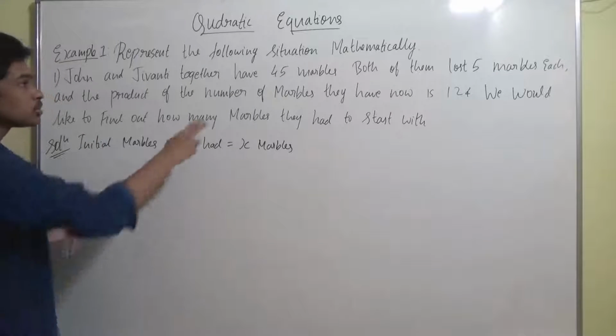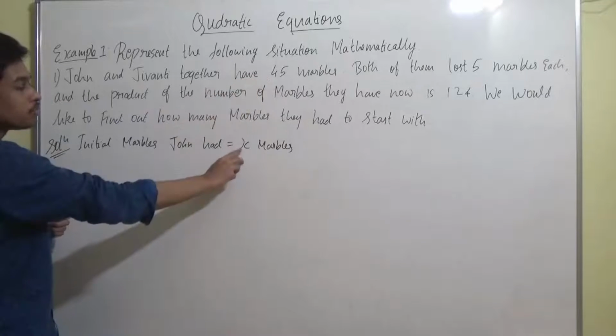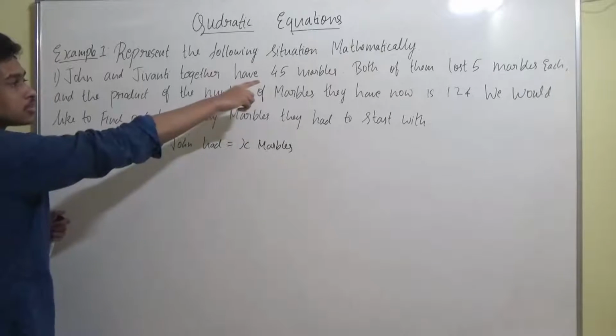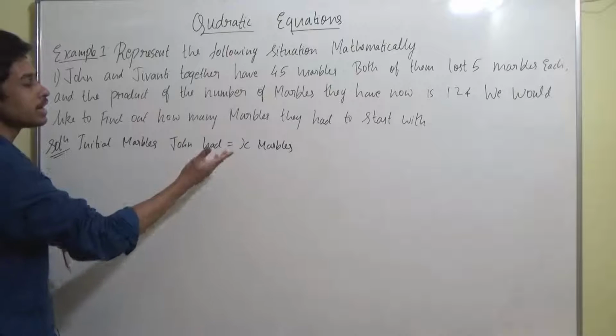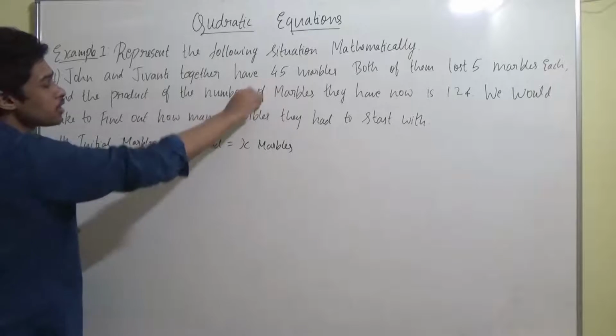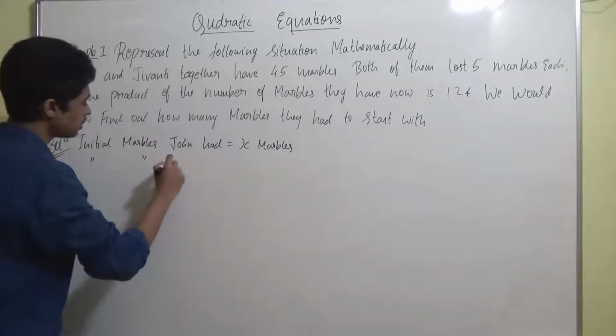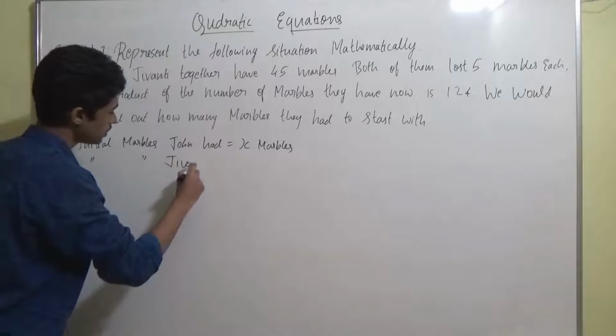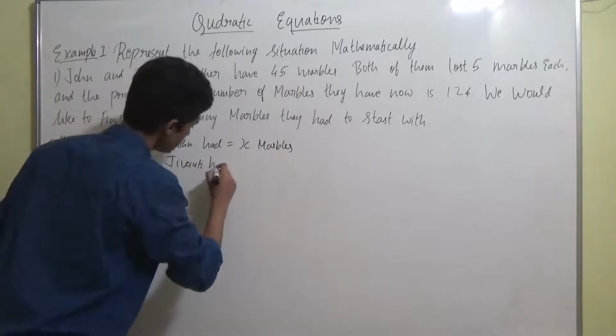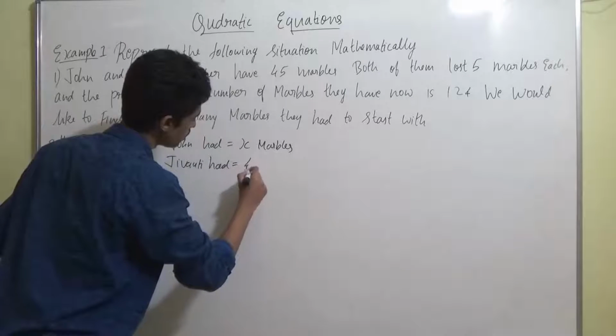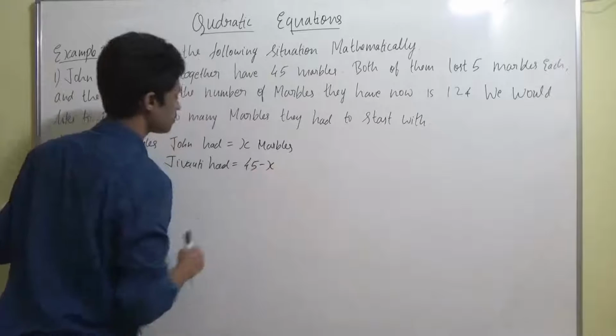Why, guys? Because together they have 45, right? If one person has x, how much is the other person going to have? The remaining, what is remaining? If he has x, it's going to be 45 minus x, right? Getting it? So initial marbles Jivanti had equal to 45 minus x marbles.